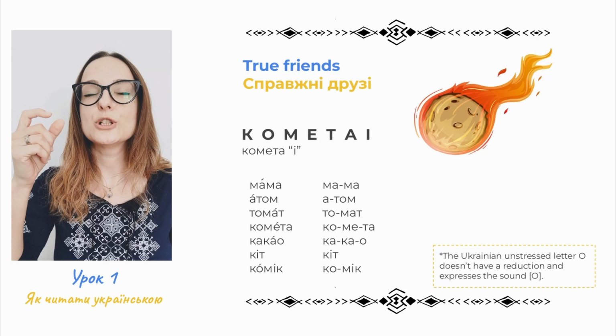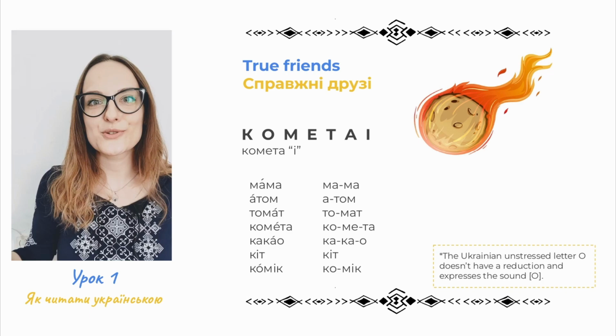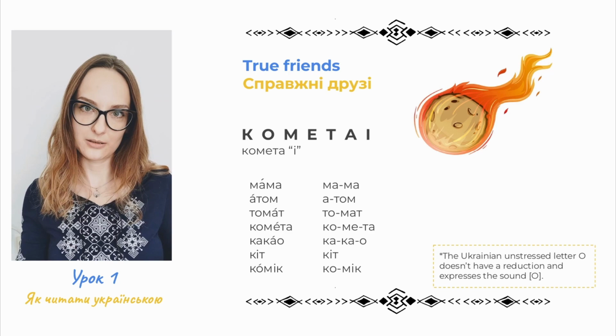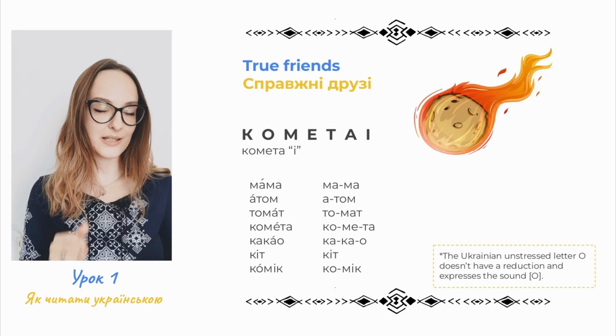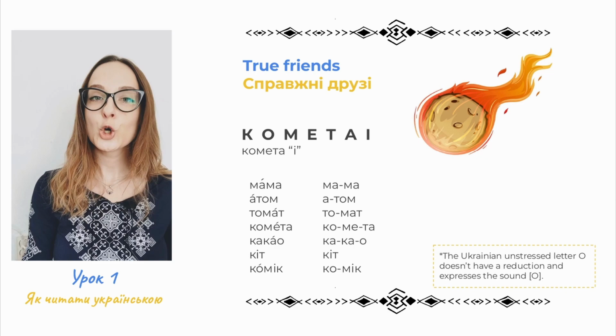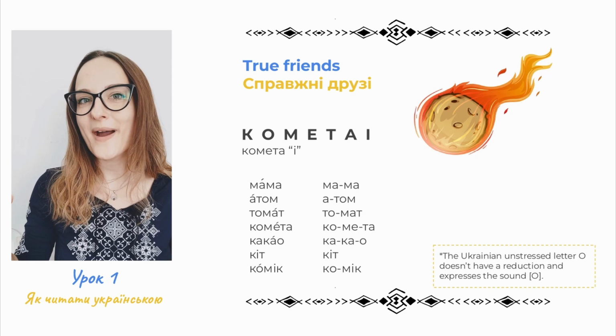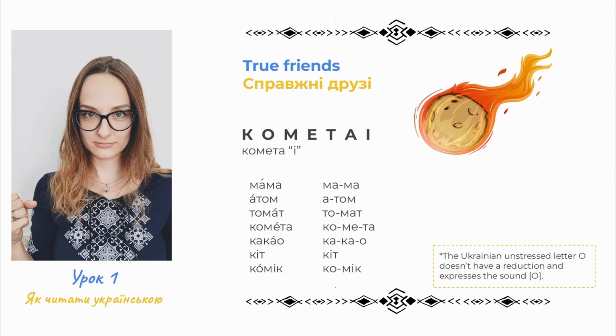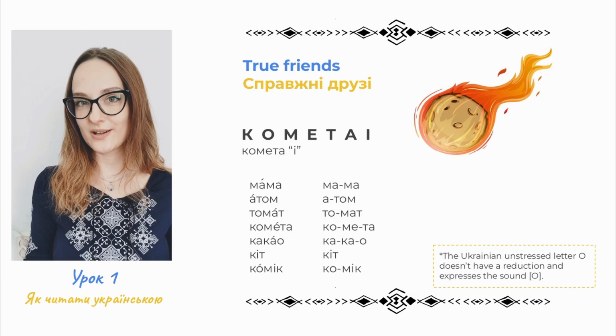Let's take a look. The first word, the most famous word in the world, мама. Which syllable is stressed? The first one. So we say мама, not мама, but мама. The first syllable is a little bit longer. The next one. Атом. Томат, комета, какао, кіт, and комік.